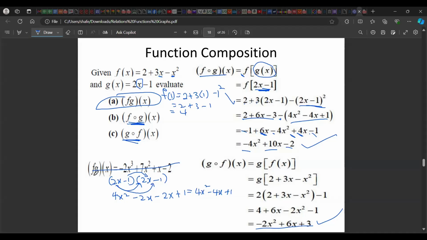However, if you were to find a product, FG, right? And you were to find GF, the product of that, they are going to be equal. So the product is the same, regardless of which one is in front. But with the composite, they are different, as you can see in this example.